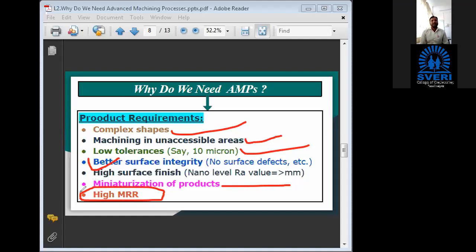Using traditional machining processes, in many cases you will not get a high production rate. So you have to take another alternative for machining, that is the advanced machining process, or non-conventional machining.